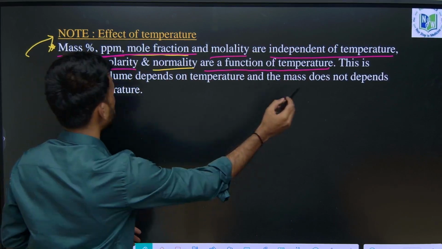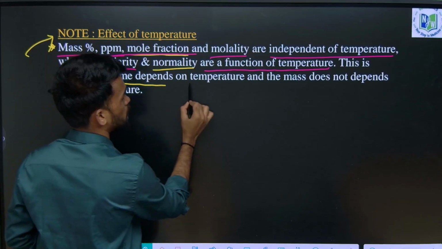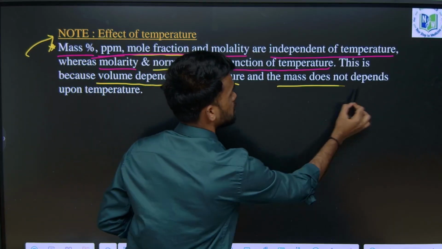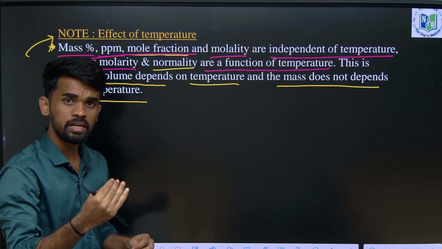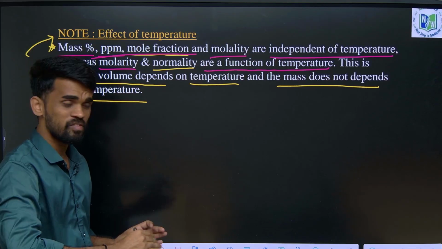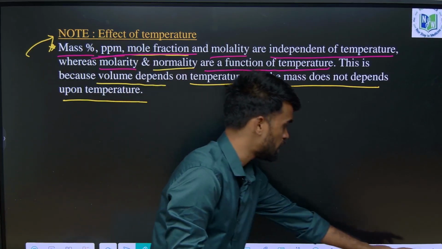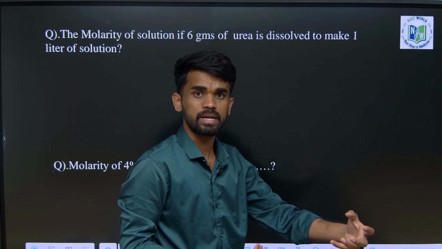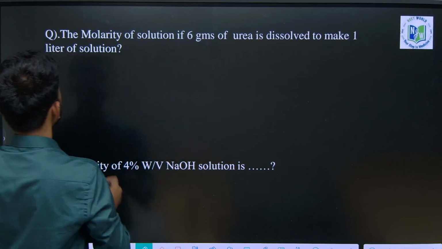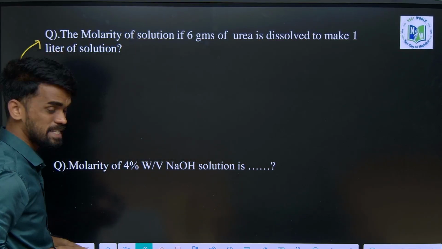Okay. This is because volume depends on temperature. And mass does not depend on temperature. So mass will not vary with temperature, but only volume can vary with temperature. Therefore wherever the terms include a volume term, we can consider them as temperature dependent. Okay. Now let us try these basic questions first.